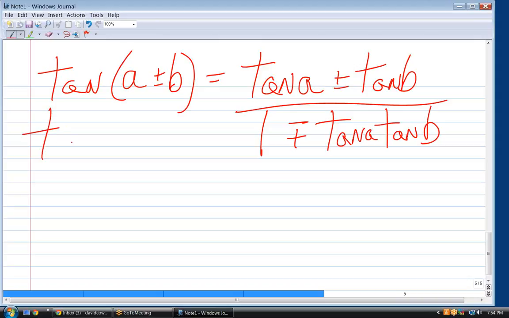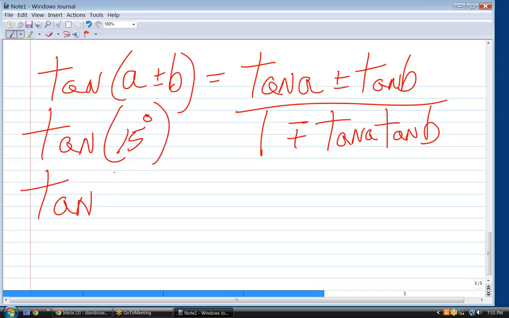So, if I'm looking for the tangent of 15 degrees, I can't use addition. I'm going to have to use subtraction. Well, what two common angles subtract to 15? 45 and 30. Okay. So I'm going to write 15 like that.